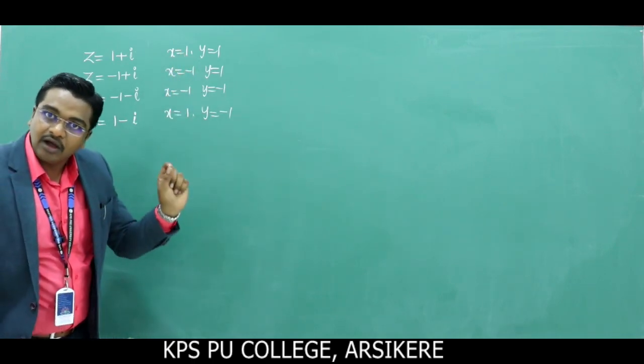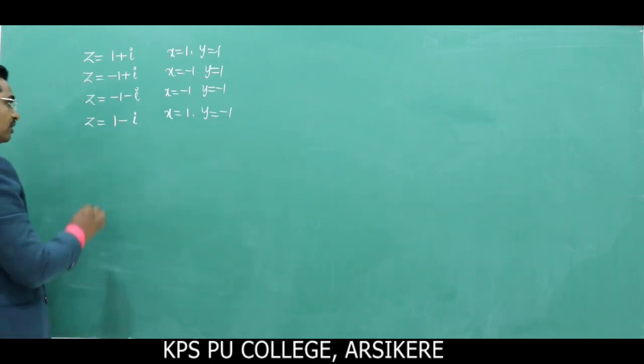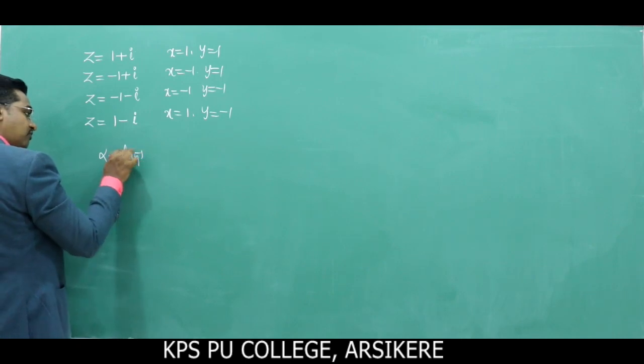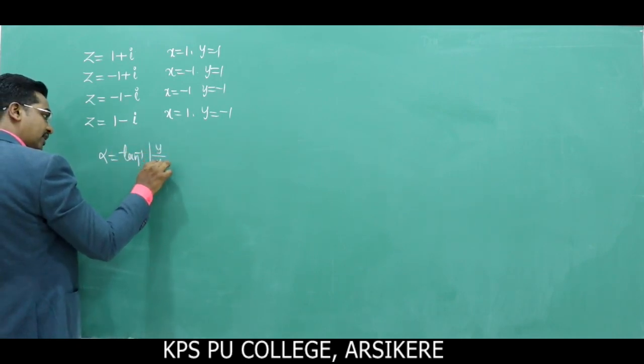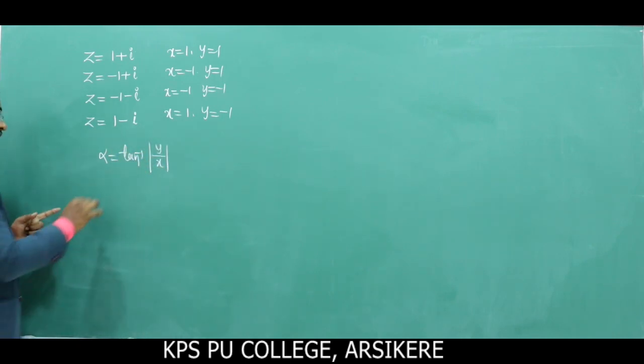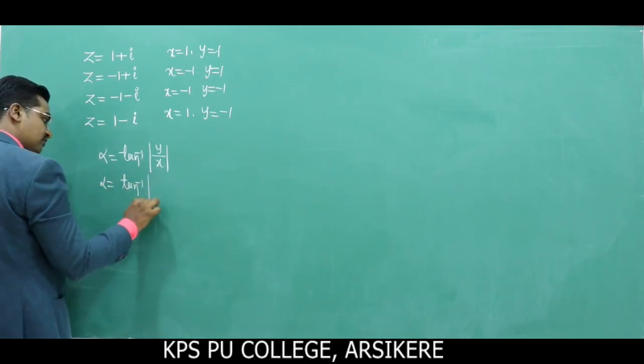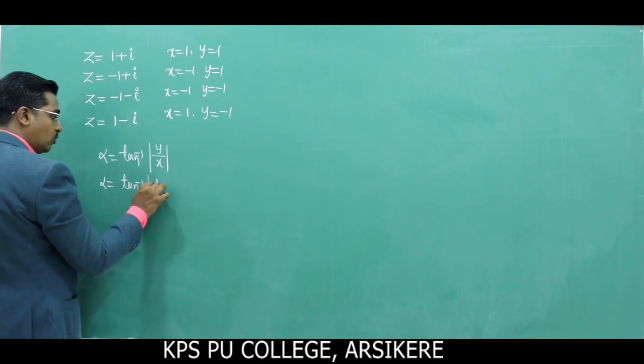What will theta be for us? Alpha. First we find alpha. So in all the cases, alpha is equal to tan inverse of modulus of y divided by x. So first let us see. Alpha is equal to tan inverse of, for the first number, x is equal to 1, y is 1.